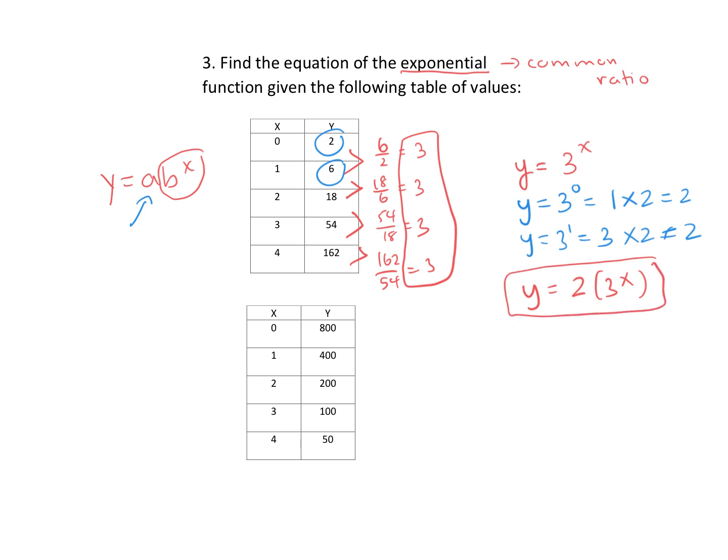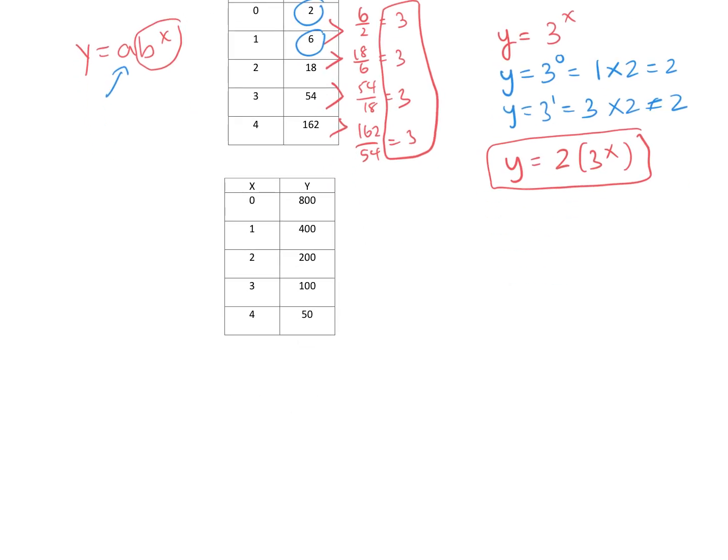Okay, let's try this one. So we'll find that common ratio. 400 divided by the number before it. So this time it's a fraction, it's a half. Then we have 200 divided by 400 is a half. Then we have 100 divided by 200 is a half. So I can see that my common ratio is a half.